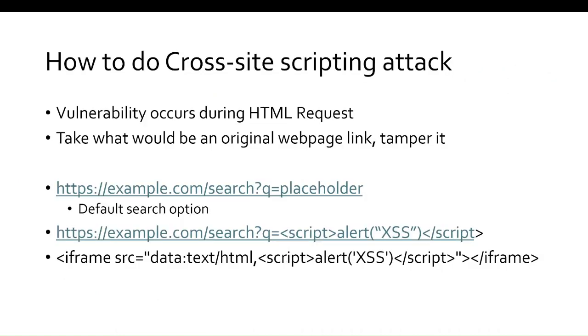So how is this cross-site scripting attack done? It is mainly done when there's an HTML request. So if there's a submit button in a form of an HTML document, that opens up a possibility for the hacker to run scripts. Take, for example, this link. This is a normal link. So the regular thing would be example.com, and if the person puts into a text box "placeholder" and clicks the submit button, it would show $Q equals placeholder because it just shows what they submitted.